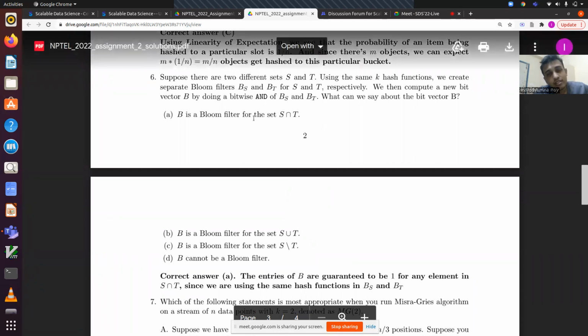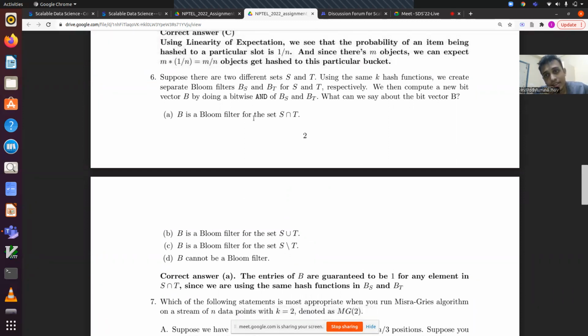Suppose there are two different sets S and T. Using the same k hash functions, we create separate Bloom filters BS and BT for S and T. Then we compute a new bit vector B by doing a bitwise AND of BS and BT. What can we say about bit vector B?